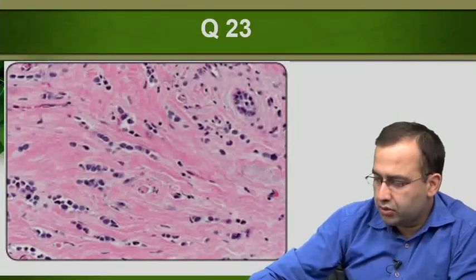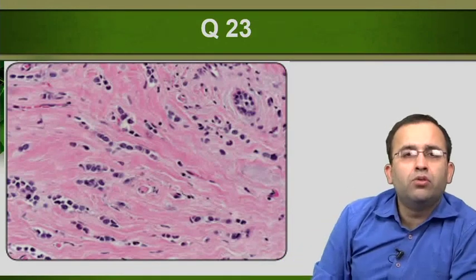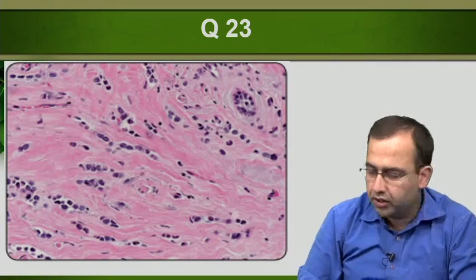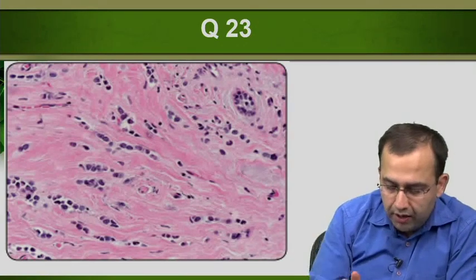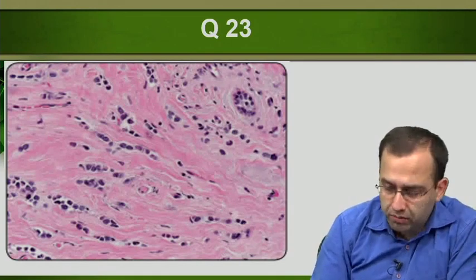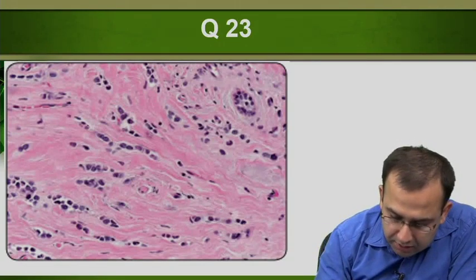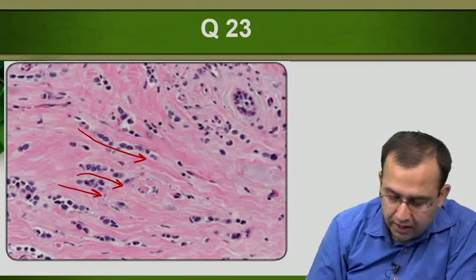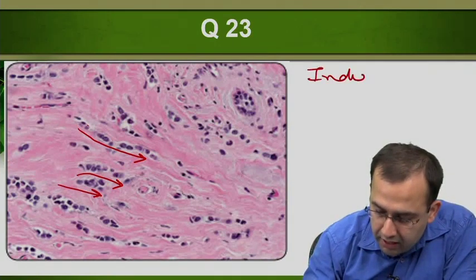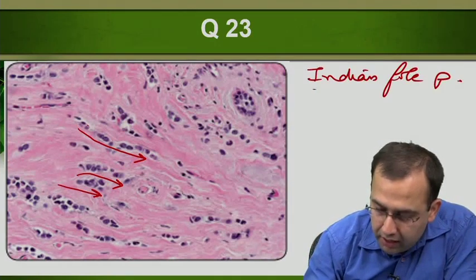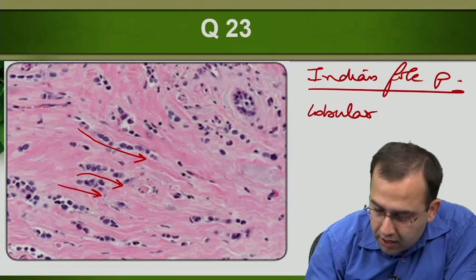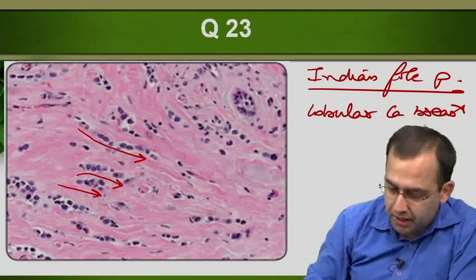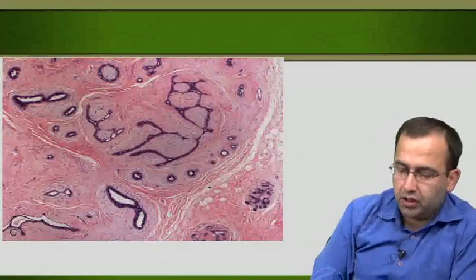Next, question 23. Diagnosis. This again is a spotter. The parent tissue is not there. If I am telling you this is from the breast, what you see here is the presence of cells which are present in a single column fashion or a single line fashion, called the Indian file pattern. Lobular carcinoma breast. Next, but the parent tissue was not there in this slide.